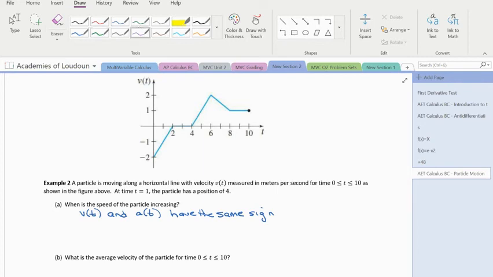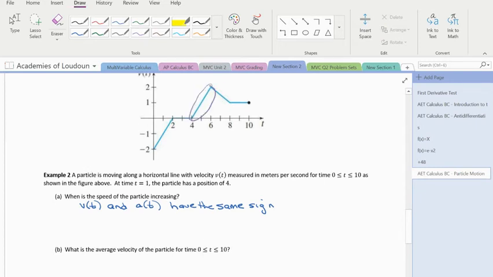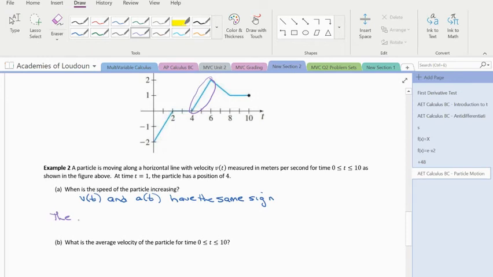And the second is going to be where the velocity is positive or above the x-axis. Where is the acceleration positive or where is the slope positive? And I can see that that happens from 4 to 6. So I can say that the speed of the particle is increasing on 4 to 6 because v of t and a of t have the same sign.